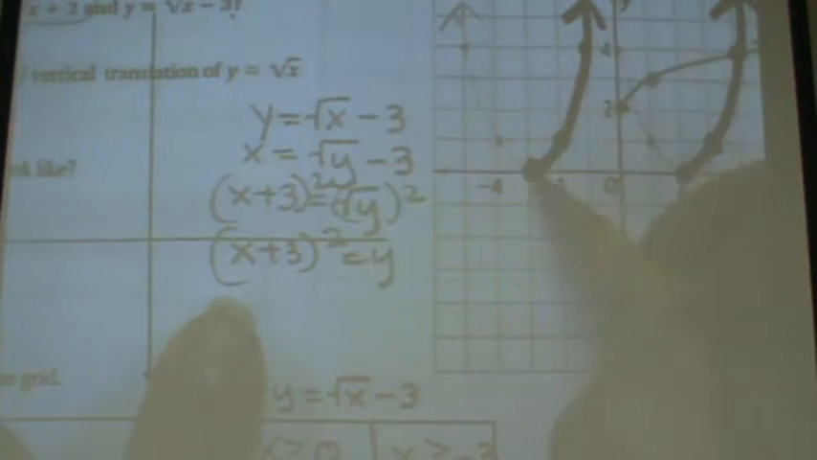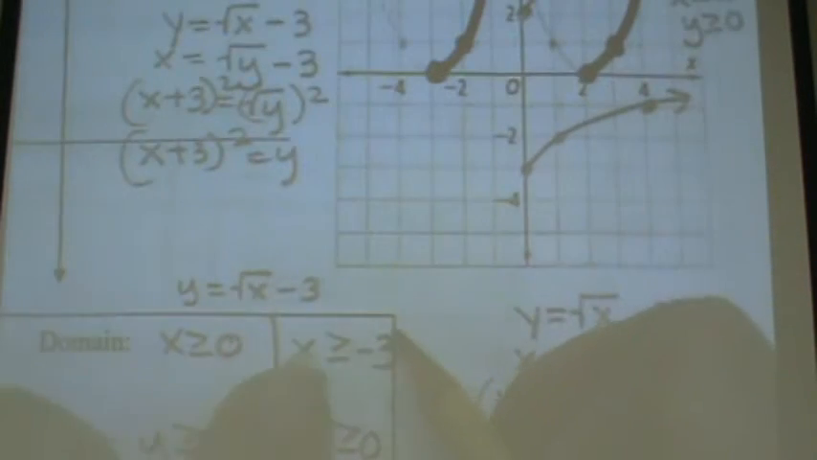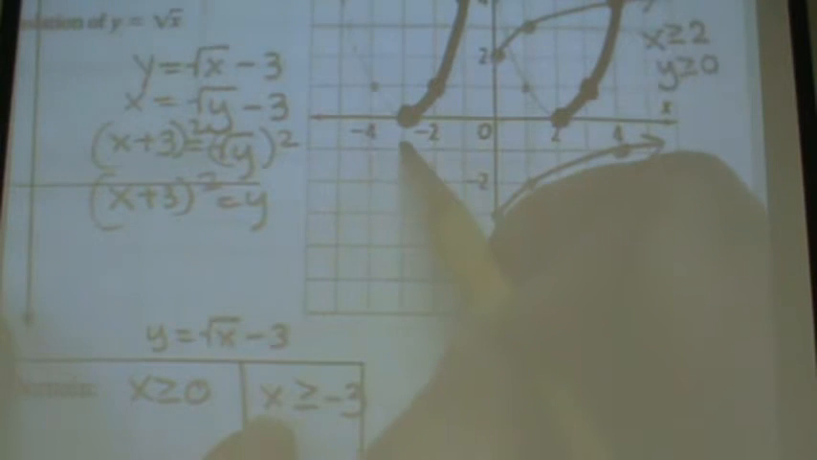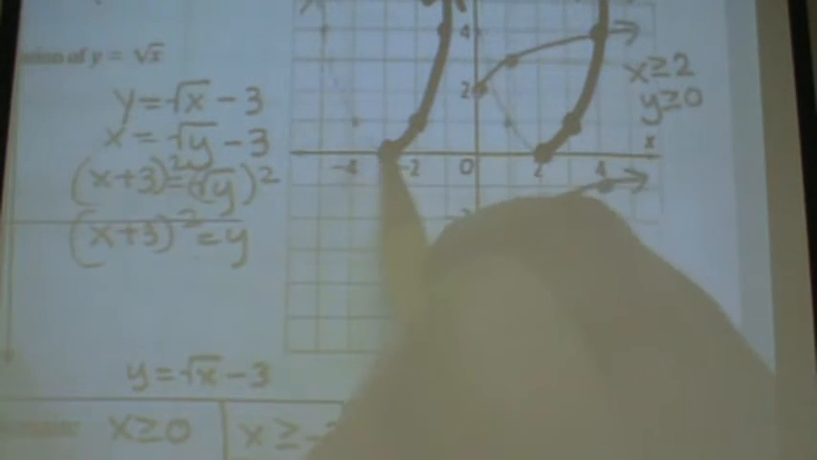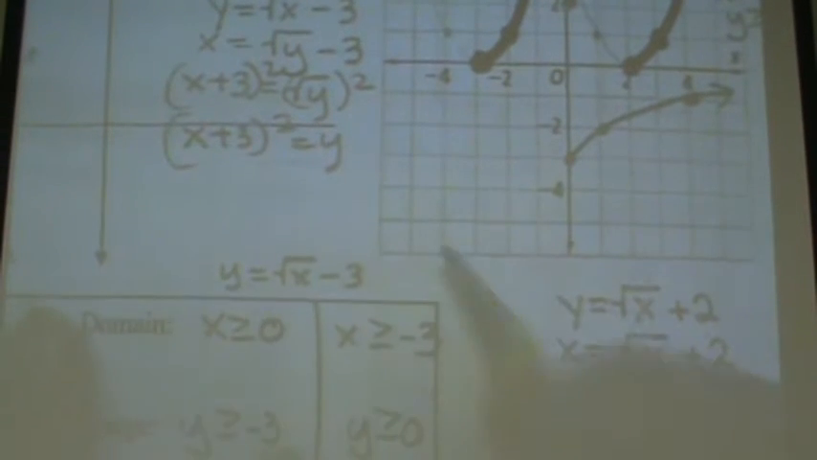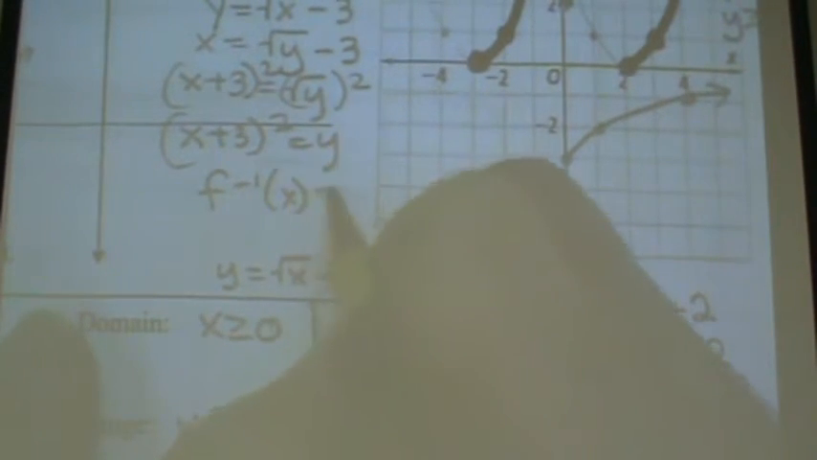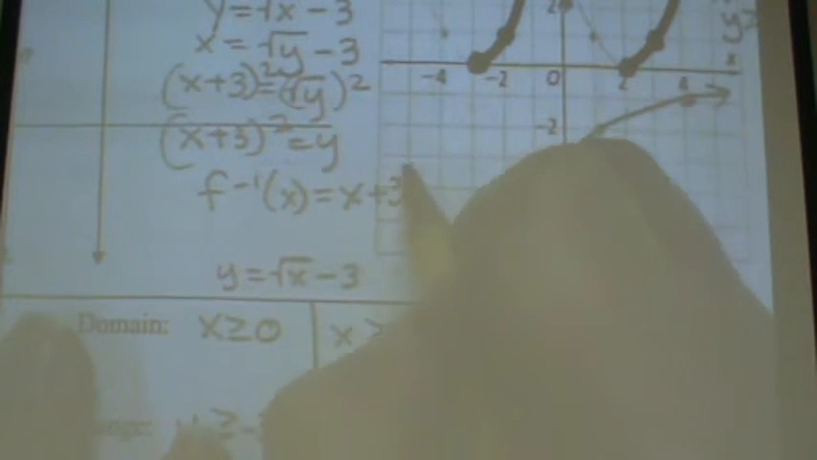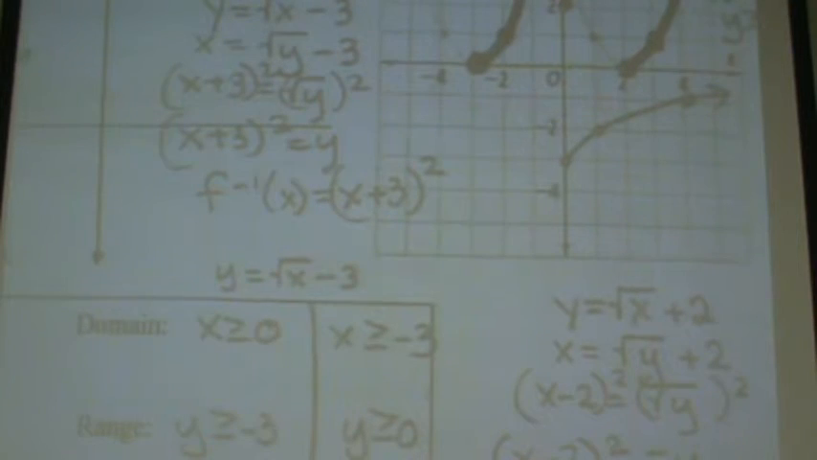But why do we only want this piece, and does this match what we wrote right here? Are we using the x values that are greater than or equal to negative 3? We are. Here's negative 3, we're going that way. And are we using the y values greater than or equal to 0? We are. So see how important this is? Aren't you guys fascinated? Mind is blown. Do you get this? Yeah. Okay, go to the back.